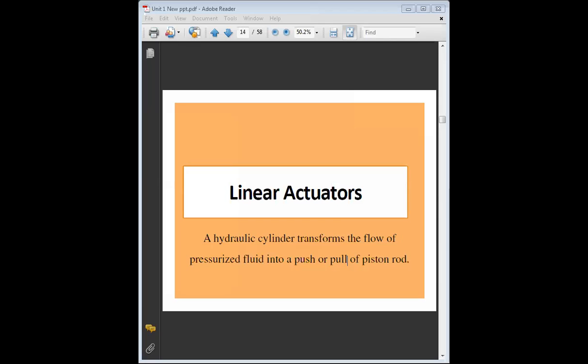Nikita, please go ahead. Sir, it can transfer the flow in a pressurized manner.